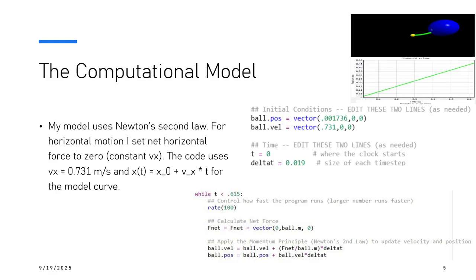I then created a computational model using GlowScript. I set the initial position to 0.017 meters and the initial velocity to 0.731 meters per second. Since the net force is zero for constant velocity, the velocity remains unchanged throughout the motion. The program updated the ball's position each time step and plotted the position versus time. And here you can see the code that I used and also the graph that was outputted afterwards.